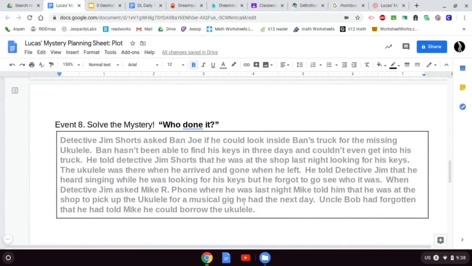Event 8. This solves the mystery. You can add more events if you need to. I almost needed to add more events. This got kind of long. Let's go to it. Who done it?